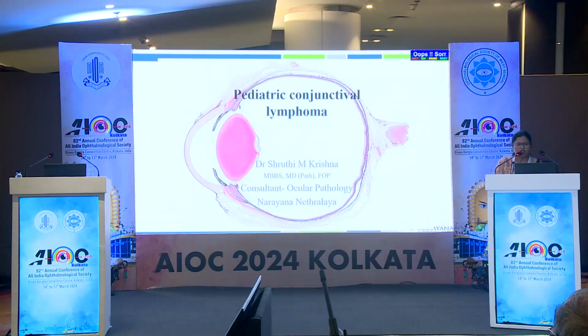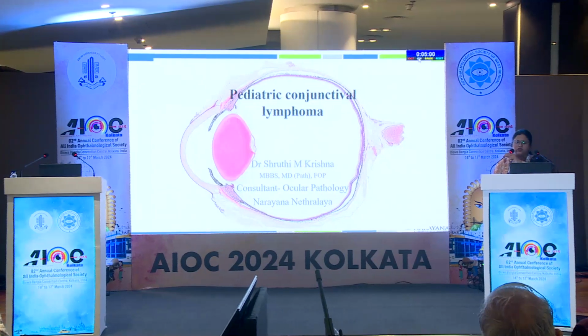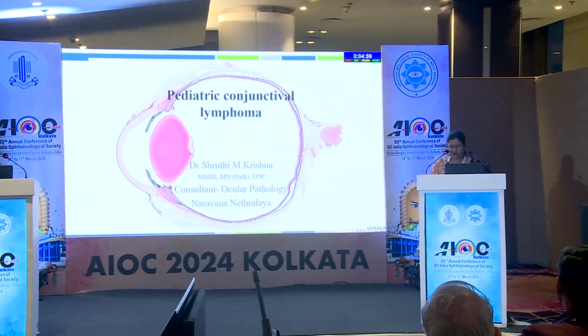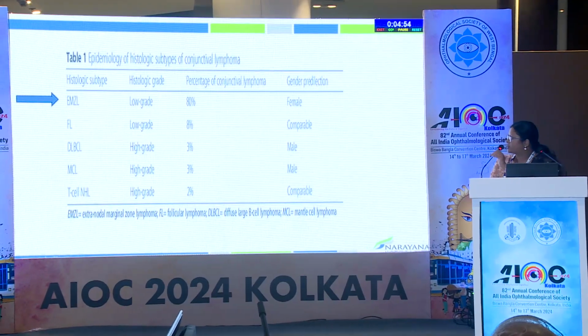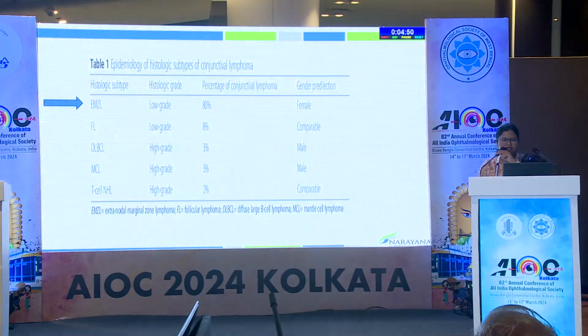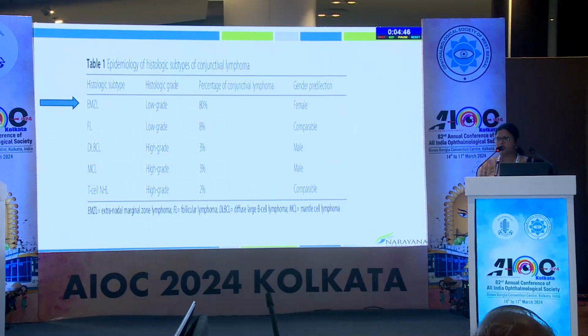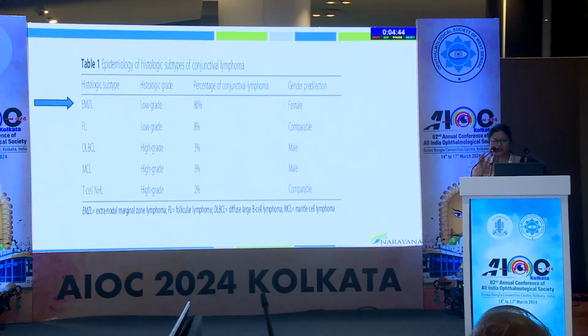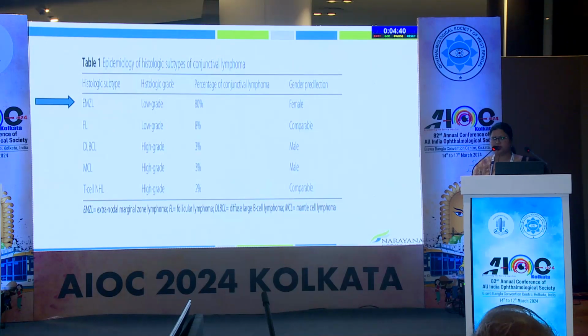So good evening all. As Dr. Harsha has already discussed, this turned out to be a case of extranodal marginal zone lymphoma on IHC. When we're talking about conjunctival lymphoma, the most common histological type is the EMZL. It's a mild lymphoma, a B-cell lymphoma, followed by follicular, DLBCL, and mantle zone lymphoma, and T-cell lymphomas are extremely rare.